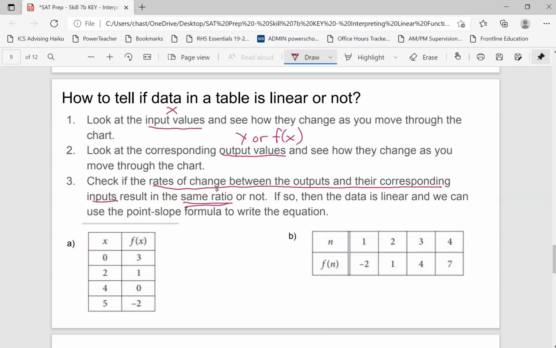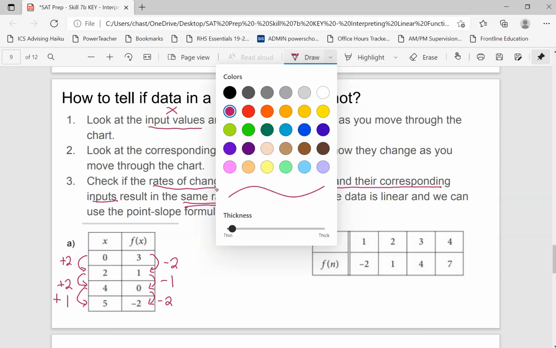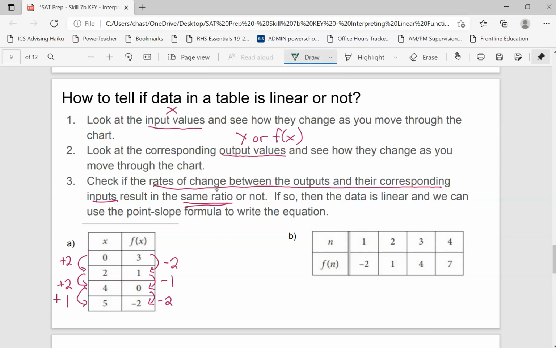So let's look at my x's here. I increase by 2, by 2, by 1. Let's see what happens on this side. 3 to 1, I went down 2. 1 to 0, down 1. 0 to negative 2, down 2. What I want to see now is if those ratios come out to be the same. So negative 2 divided by 2 gives me negative 1.